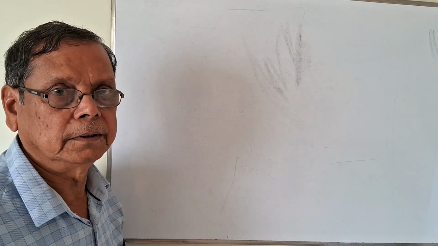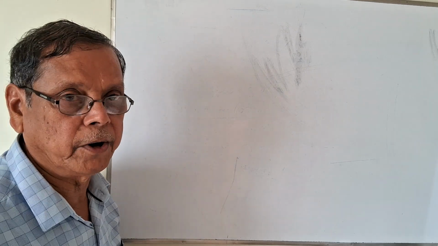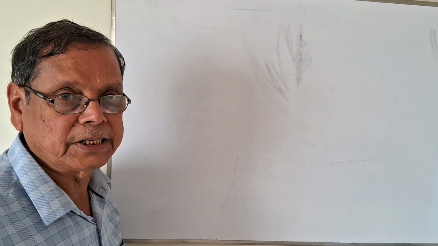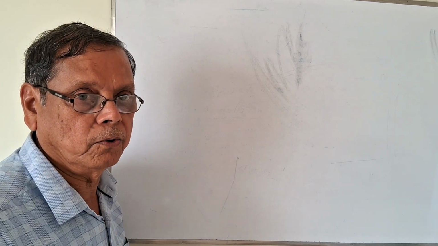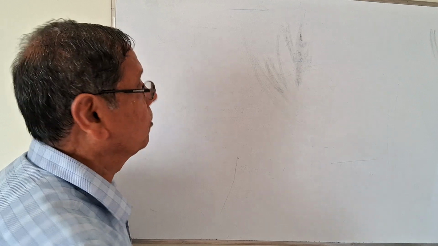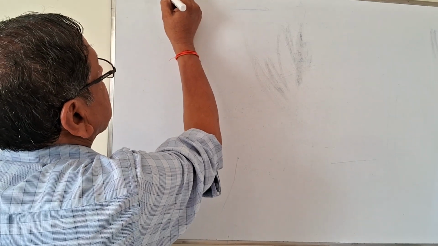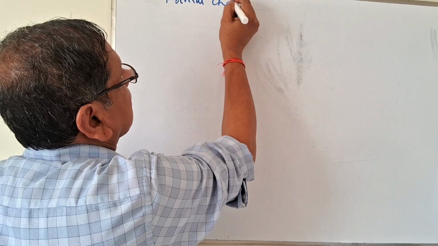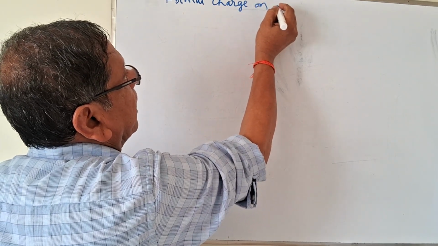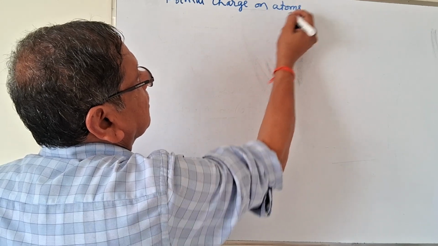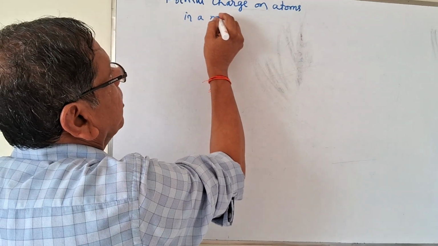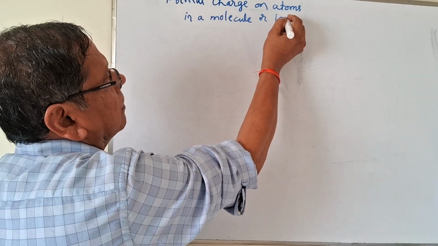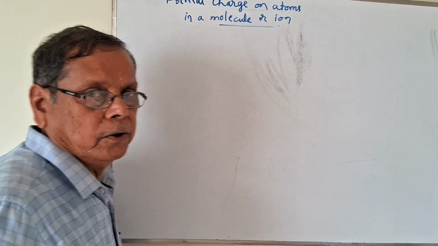Welcome back to the chemical bonding chapter. So in the previous video we have seen some bond characteristics, properties of some covalent and ionic compounds. Now let us go for the formal charge on atoms in a molecule or ion. So it may be an ion or a molecule.